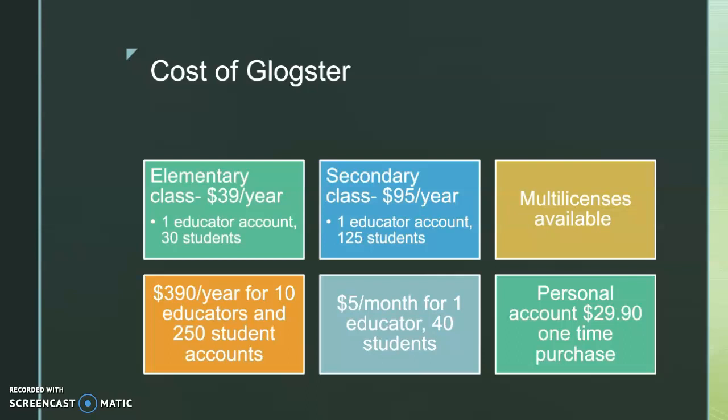$5 per month for one educator and 40 students. I personally got the personal account, which is the $29.90 one-time purchase. My students are so young, they're not creating their own glogs, they're not going onto Glogster themselves. Every glog that I'm sharing with them will be inside the classroom, so they'll just be seeing what I show them with Glogster. So that is the perfect plan for me.